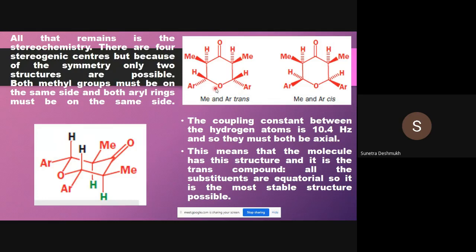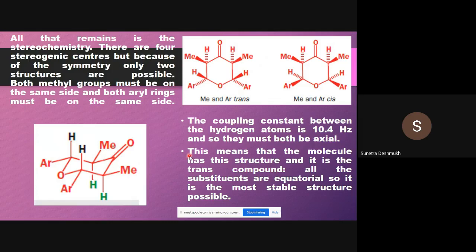So in the final structure, as these four hydrogens are axially placed, the remaining bulky substituents must be equatorially placed. If the hydrogens are axial, then the methyl groups must be equatorial. If these two hydrogens are axially placed, then the aromatic substituents must also be equatorially placed. In that way, both methyl groups are present above the plane, and both aromatic rings are present below the plane of the paper.